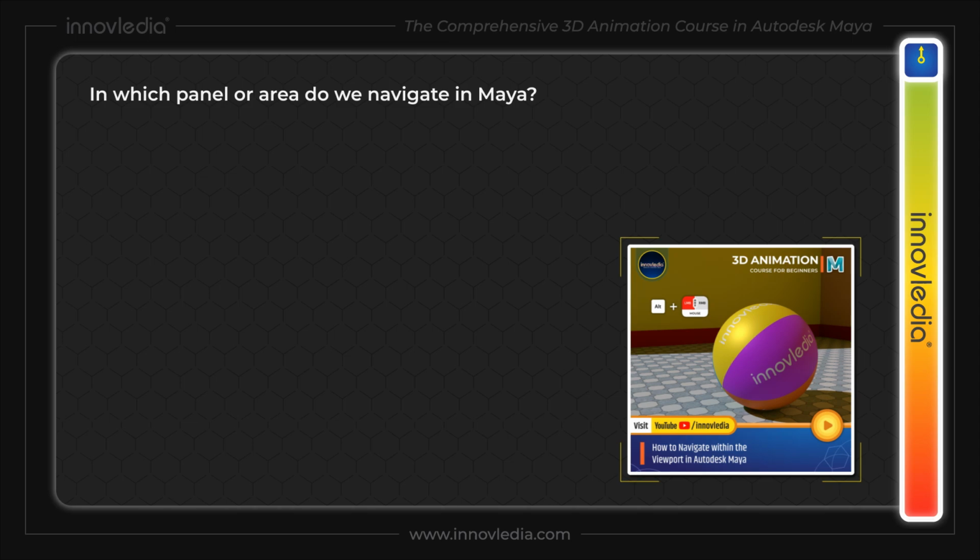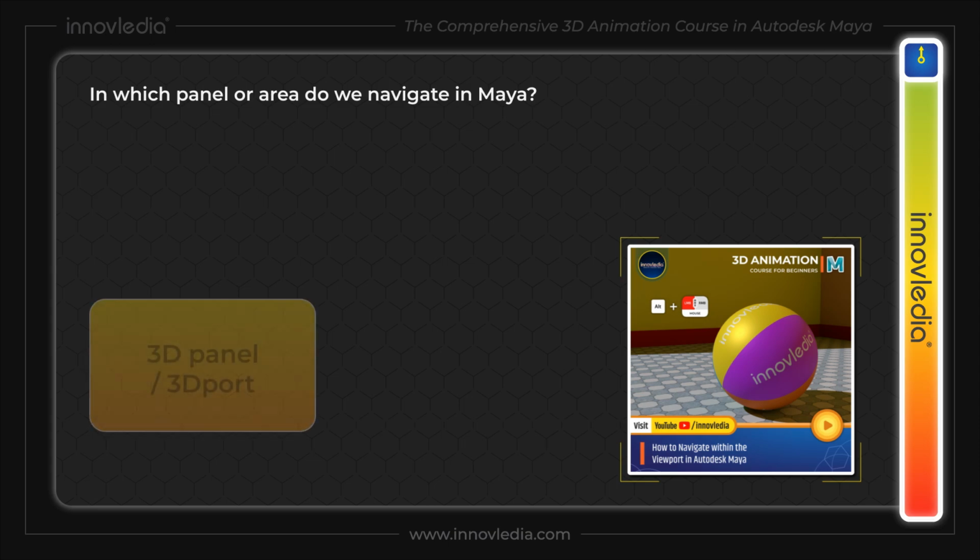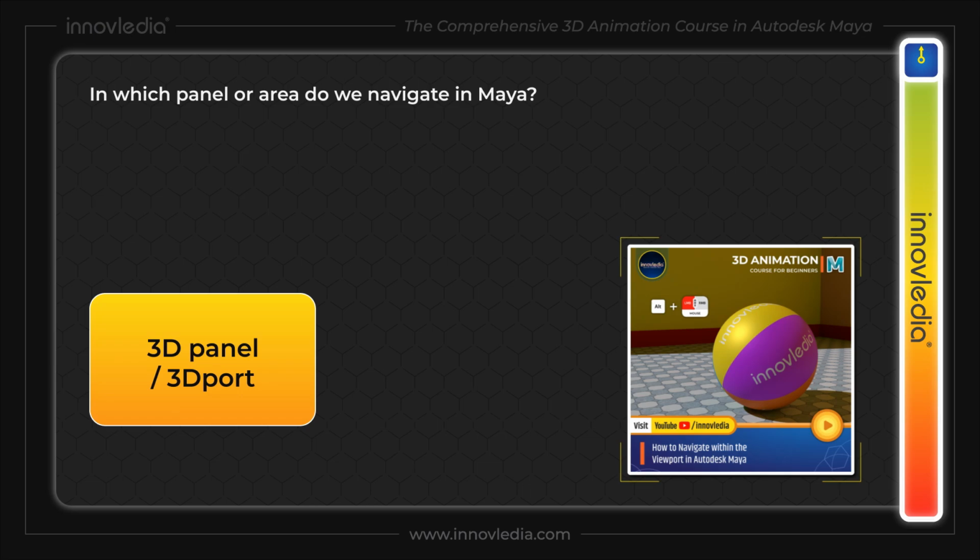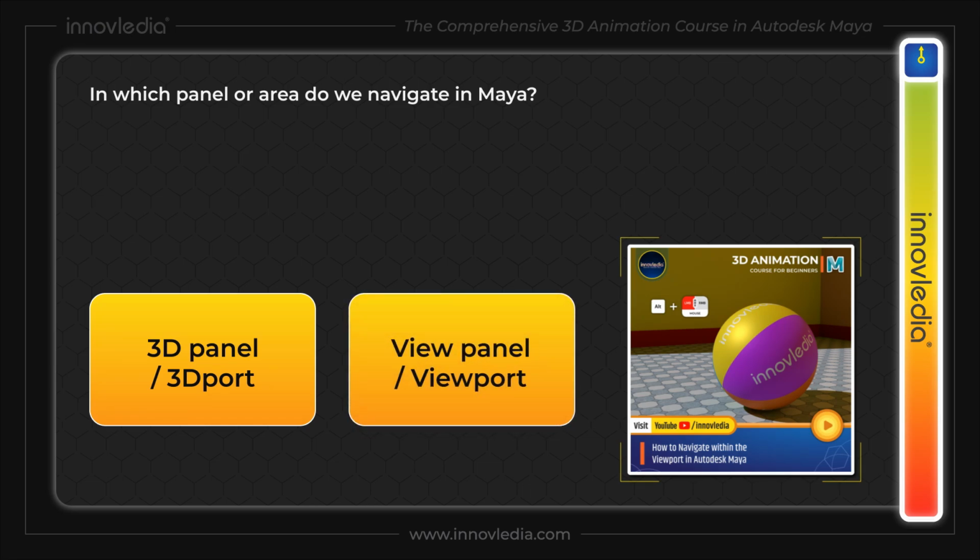In which panel or area do we navigate in Maya? The options are 3D panel or 3D port, view panel or viewport. Your time starts now. And the correct answer is view panel or viewport.